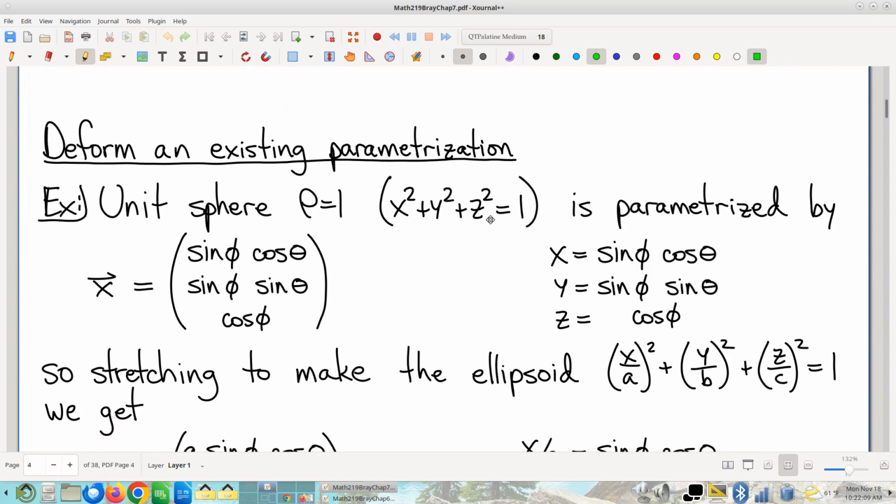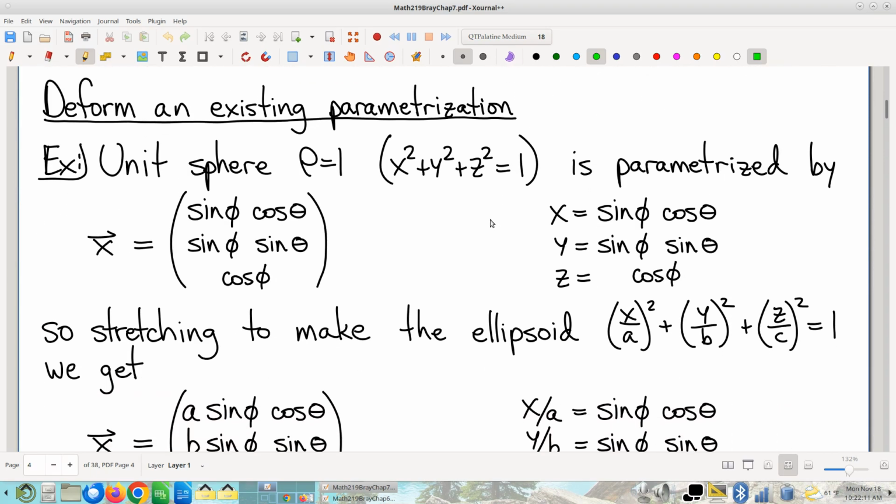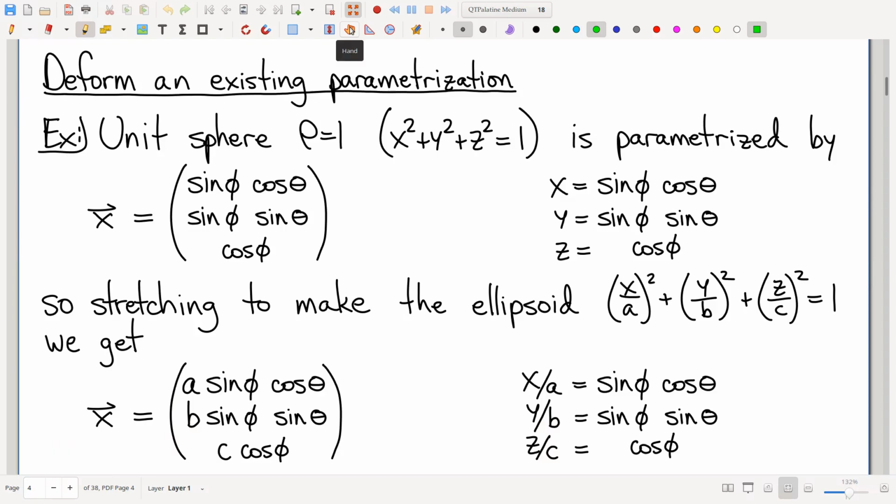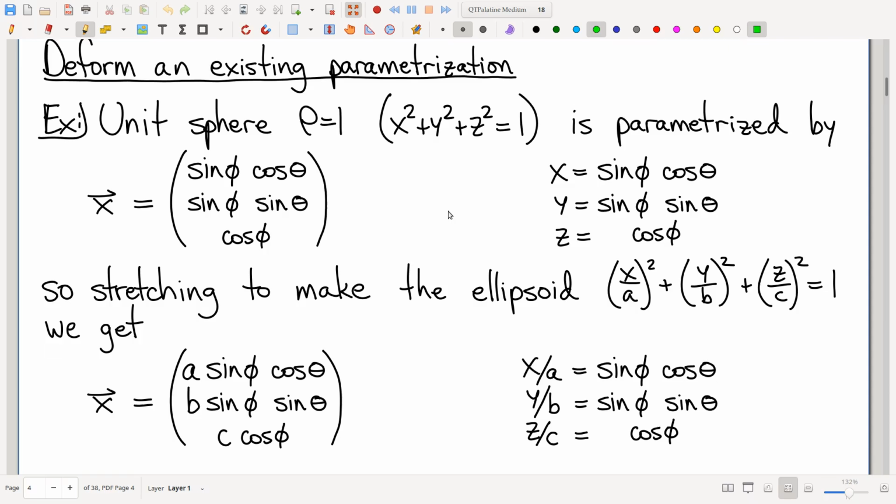Sometimes you have an existing parameterization, and what you want to parameterize is not that different, just a tweak of it. You may recall we saw a version of this back when we were doing parametric curves. So this is a highly analogous idea. I'm just going to show you an example of it.